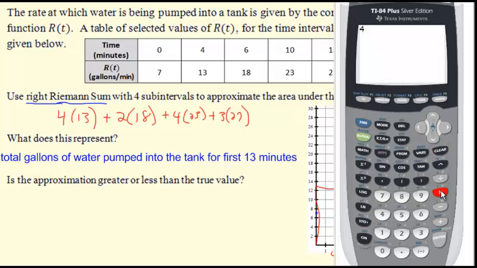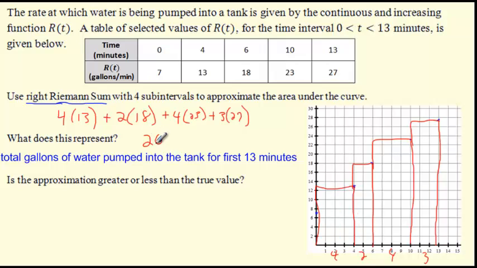So we can say 4 times the 13, plus 2 times the 18, plus 4 times the 23, plus 3 times the 27. And what do we get? 261. So that would be 261 gallons, the total number of gallons pumped in over the first 13 minutes. Approximately. Remember, this is approximate. That's not exact.